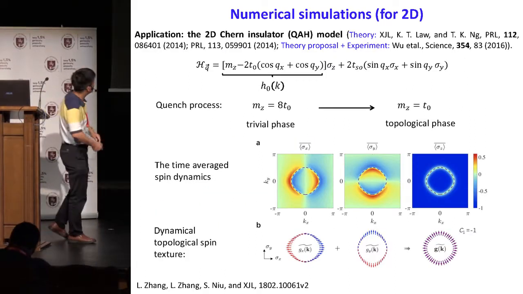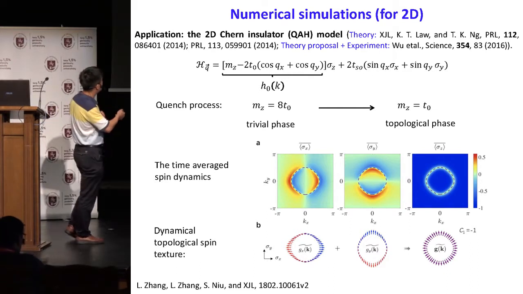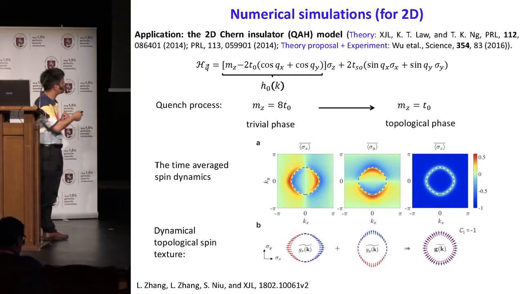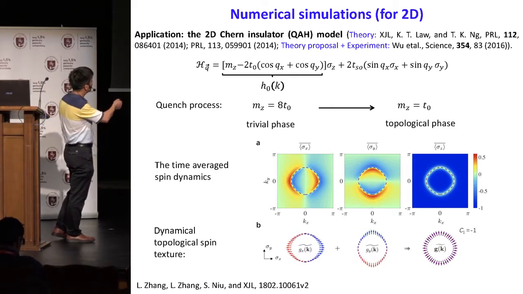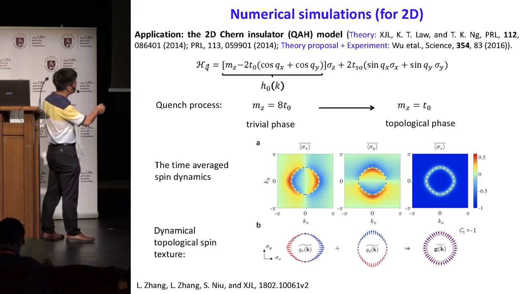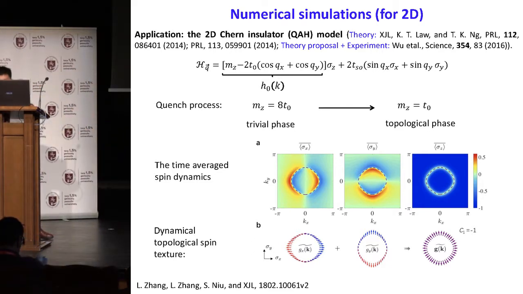So now we can give some numerical simulations for this result. Actually, we just consider this two-dimensional Chern insulator for this model. You can choose H_z as the H0 and quench this H_z. So you just start with a trivial phase, go to the topological phase, and then you can look at the spin dynamics.